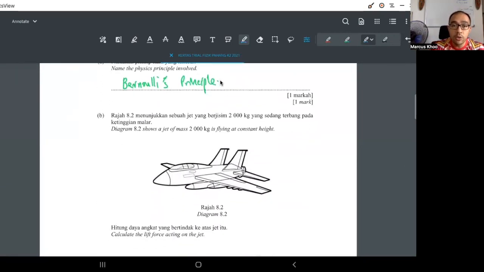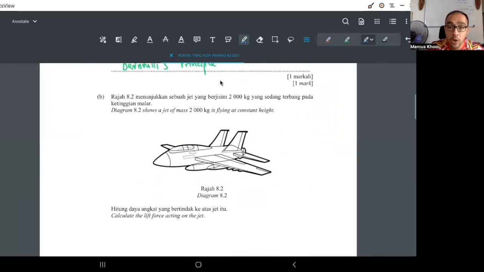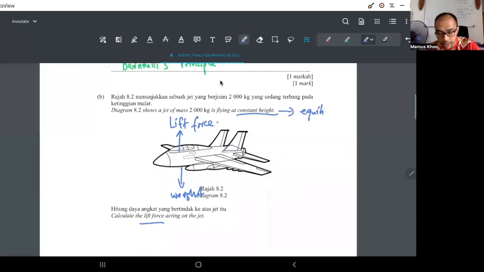Okay, diagram 8.2 shows a jet of mass 2000 kg flying at a constant height. Calculate the lift force acting on the jet. Now if it is flying at a constant height, it is not going up, it is not going down. Means the forces are in equilibrium. If the forces are in equilibrium, the weight must be equal to the lift force. Right? So this is what it means. Constant height means equilibrium, upwards and downwards equilibrium.